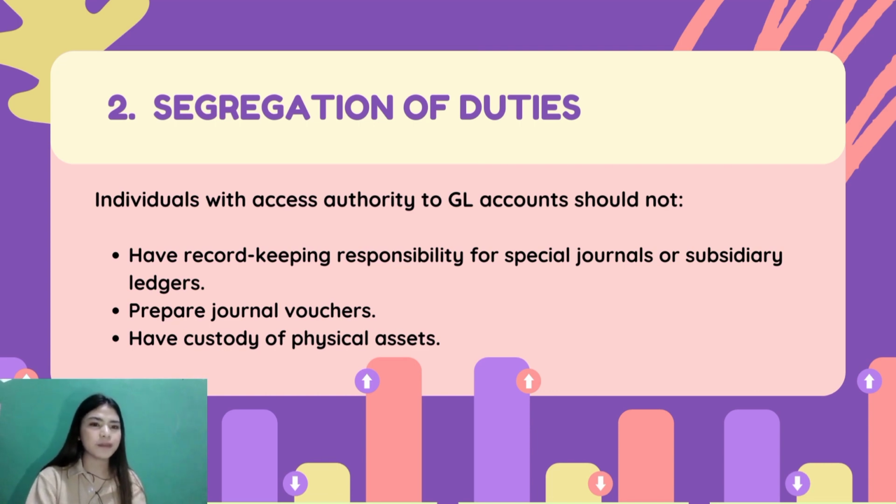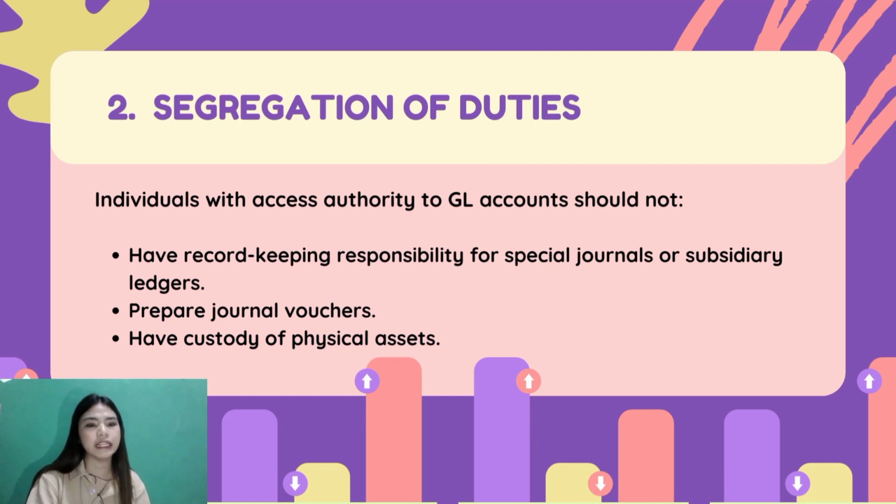Second is preparing journal vouchers. Allowing individuals with access authority to prepare journal vouchers can create a conflict of interest and undermine internal controls. If the same person who can manipulate general ledger account balances is also responsible for creating journal vouchers, they could potentially use this authority to manipulate financial data for personal gain or to cover up errors.